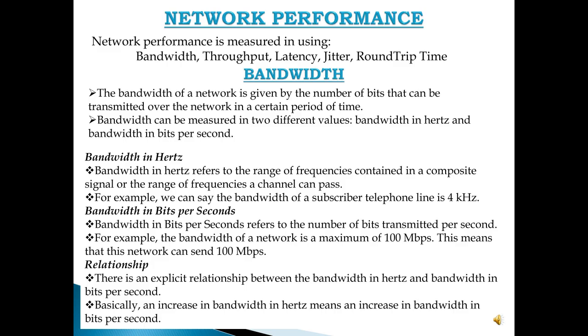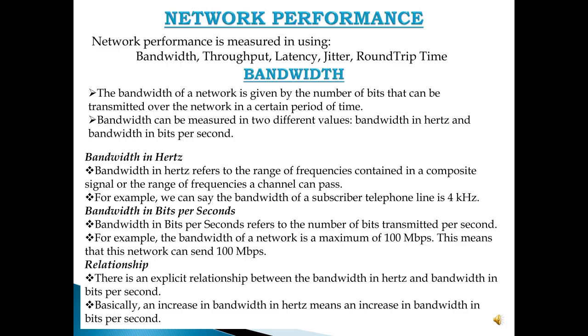Bandwidth in hertz refers to the range of frequencies contained in the composite signals or the range of frequencies the channel can pass. For example, we can say the bandwidth of a subscriber telephone line is 4 kilohertz.